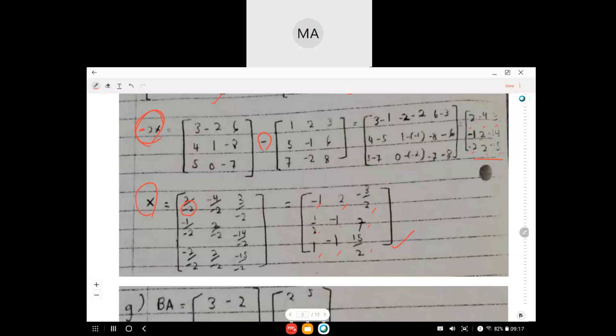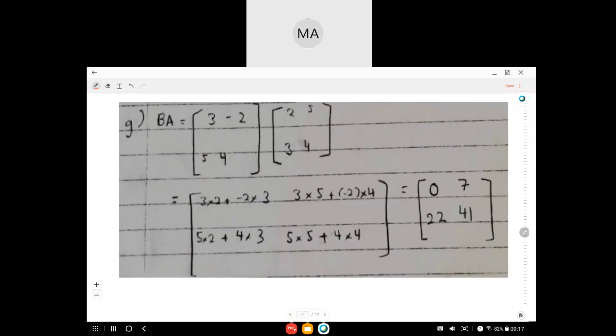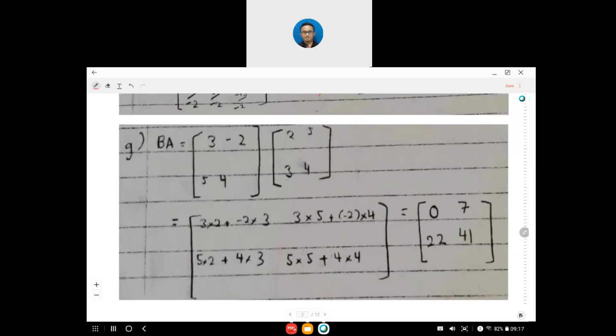Okay, next, look at question G. You want to find B times A, matrix B times A. So you must write something like this. You have matrix B: 3, negative 2, 5, 4, and then matrix A: 2, 5, 3, 4. So this one is a multiplication.